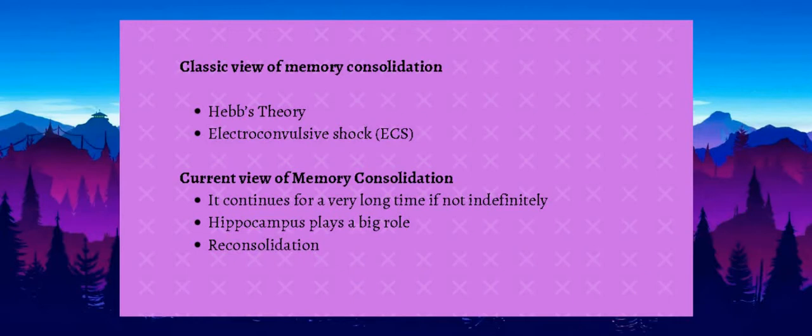The current view of memory consolidation is that the evidence indicates that memories become more and more resistant to disruption throughout a person's life. Each time a memory is activated, it is updated and linked to additional memories. These additional links increase the memory's resistance to disruption by cerebral trauma, such as concussion or ECS. The current view of consolidation also introduces the idea of the hippocampus playing a big role, and there is the rise of reconsolidation.